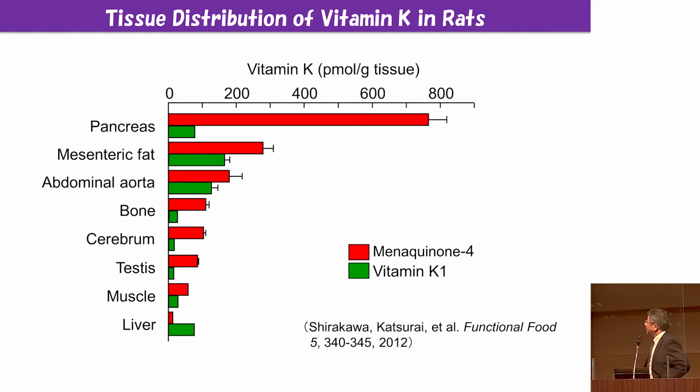When we measured the vitamin K contents in various organs in rats by HPLC analysis, vitamin K was observed not only in bone, aorta and liver, which synthesizes blood coagulation factors, but also in other tissues, including pancreas, brain, and testes. These animals were fed a diet containing vitamin K1 as a source of vitamin K, but not only vitamin K1, but also a significant amount of menaquinone 4, which has 4 isoprene units in its side chain, was found in organs too.